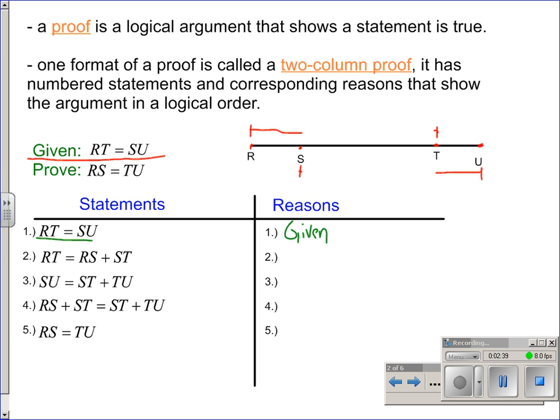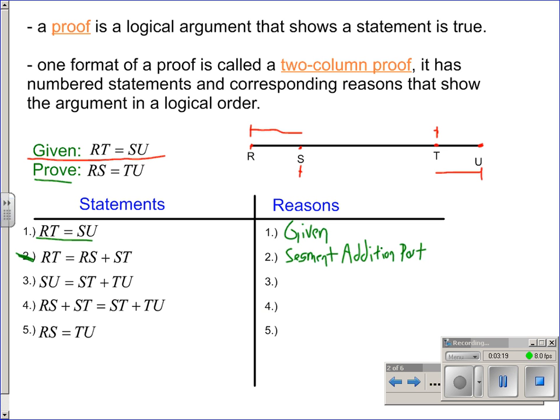All right. So now, you start looking at your picture, looking at your given information. You're trying to make a couple statements to get to an argument that says whatever it is you're trying to prove is correct. So looking at this picture, we know that RT equals RS plus ST. That's just the segment addition postulate. You're adding two smaller segments that are on the same line and getting a bigger segment. Remember, postulates are things that are accepted to be true. So, segment addition postulate is why statement 2 is true.